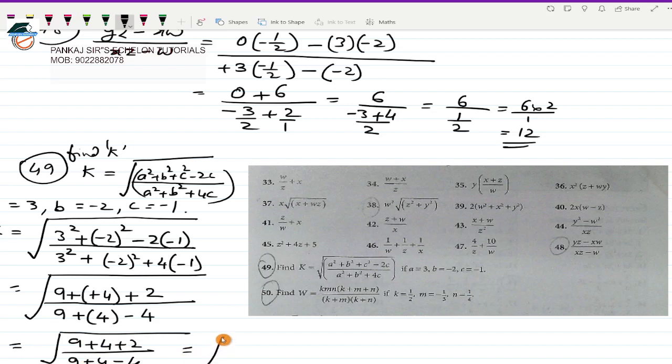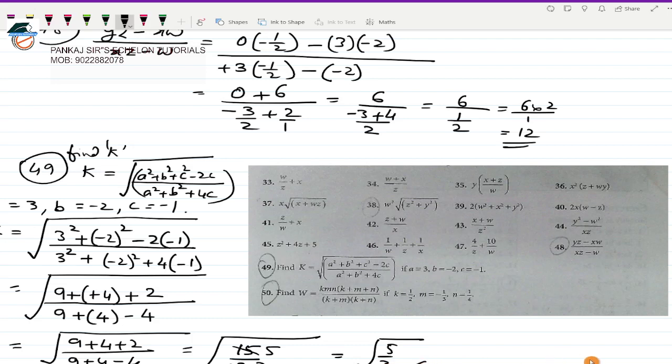This will give you the answer as, 9 plus 4 is how much? It is 13. 13 plus 2 is how much? It is 15. Upon 9 plus 4 is 13, and 13 minus 4 is again 9. So you'll end up with the answer 15 upon 9. Now 15 upon 9 can be reduced. It can be taken as 3 into 5 and 3 into 3. So you get the square root of 5 upon 3. So this will be the answer, square root of 5 upon 3.